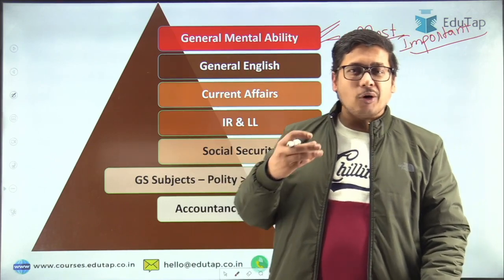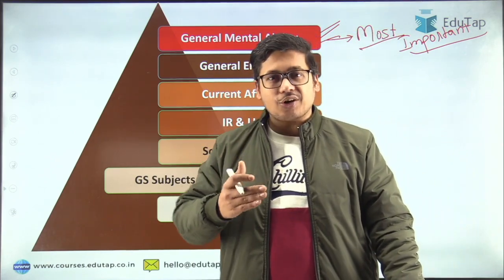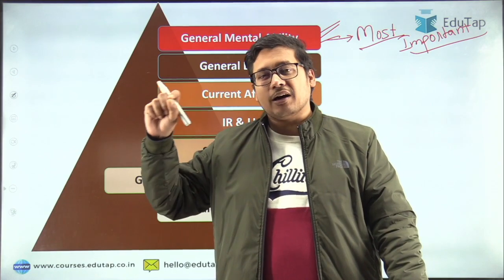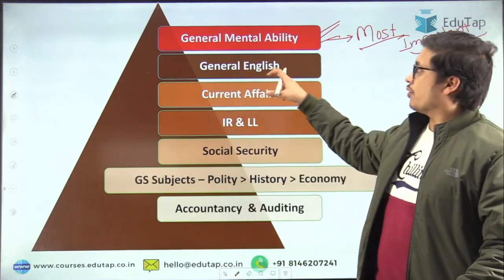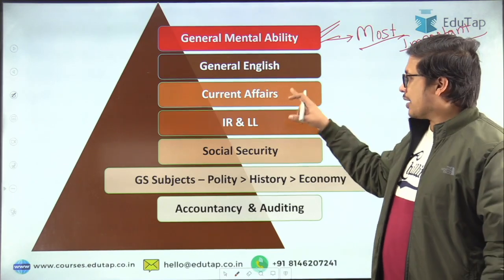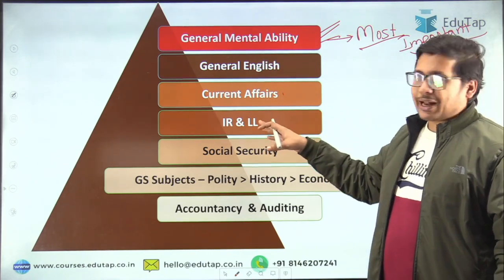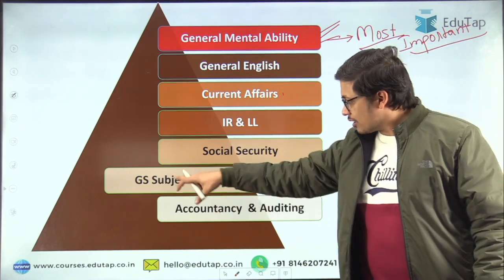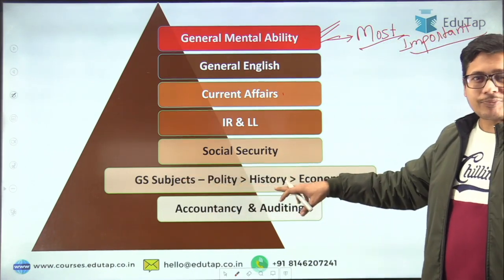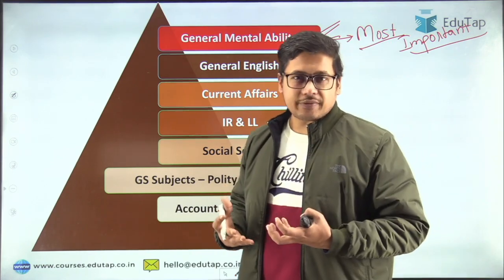And obviously, if you want to score very high, not only clear the cutoff, but also be in the top 2 or 3 percentile of the candidates, you have to score very well in the general English also. Then comes your current affairs, then your international relations and labor laws, then social security, and then your GS subjects. So GS subjects, when taken together, become the most important component of the syllabus.